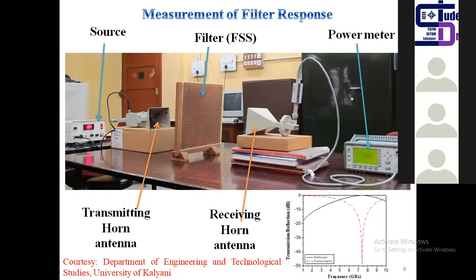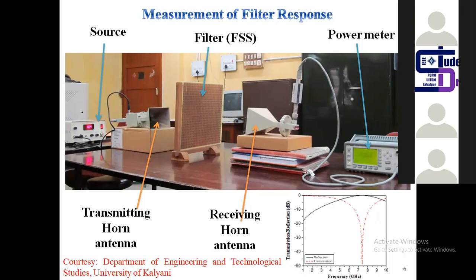So here you can see the structure is fabricated for a large array, with 20 by 20 unit cells. But the antennas you need, we are using the horn antenna. We may use different antennas, but the horn antenna's advantage is that it's wideband, and the gain of the antenna is kind of stable throughout the band. That is why it is good to use horn antennas.